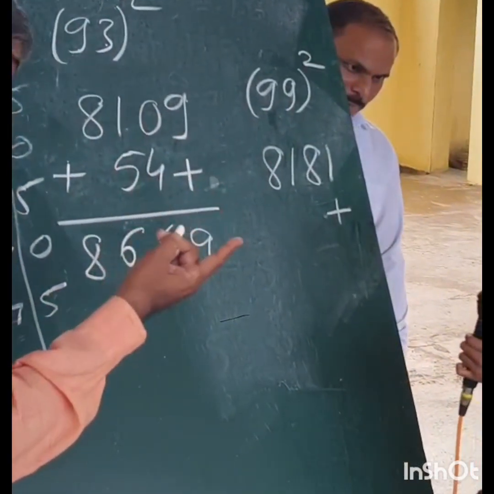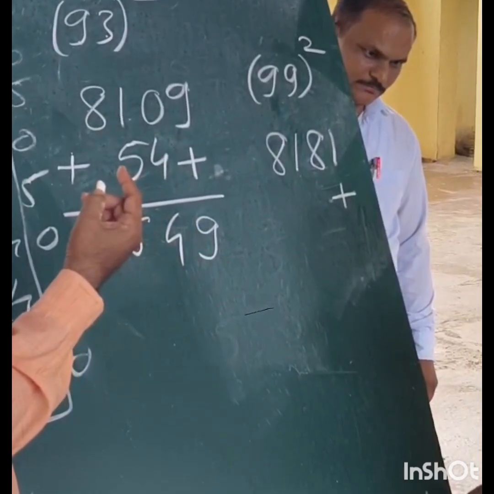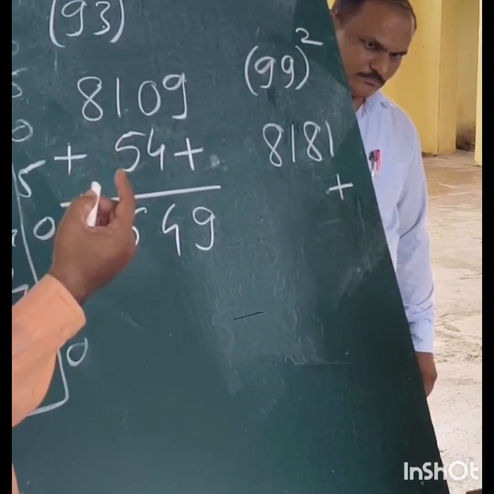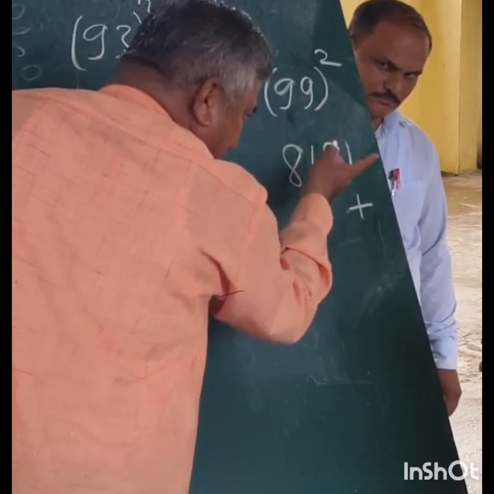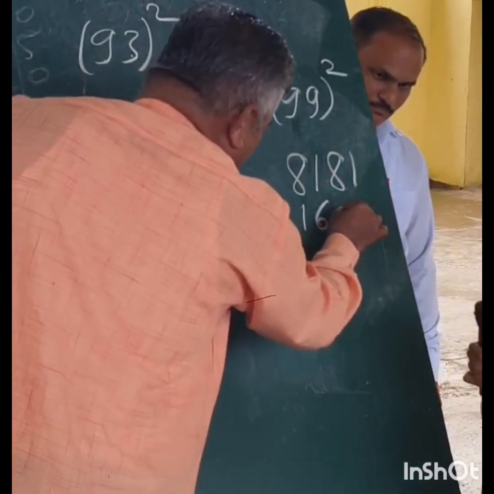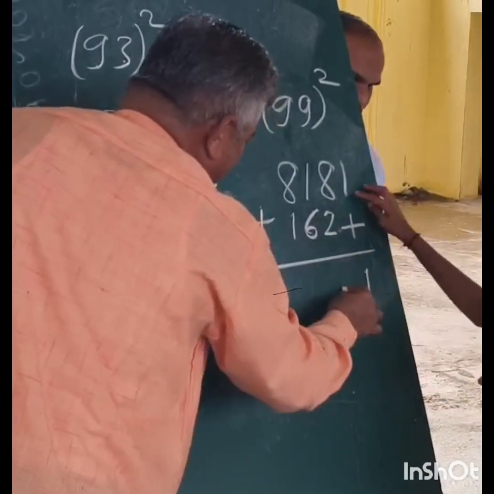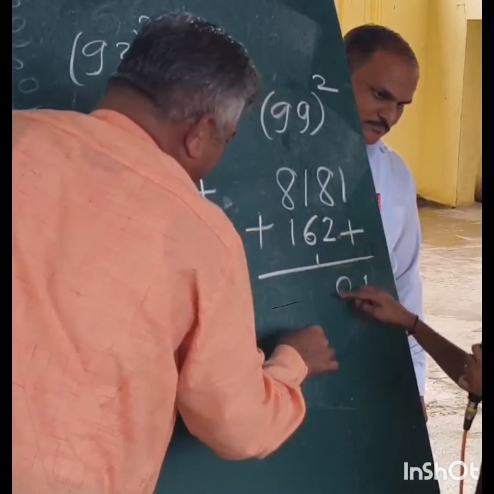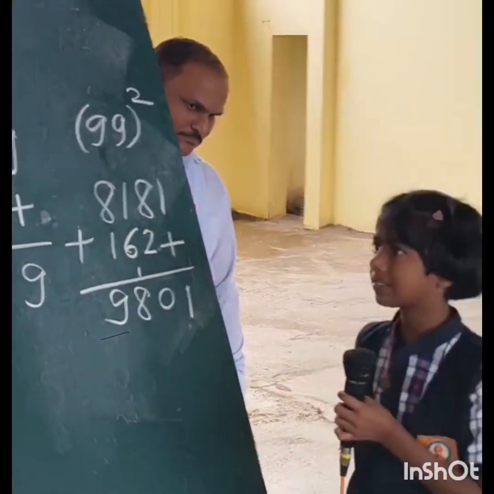9 9s are 81. Double it: 9 1s are 9, 9 8s are 72, double 81 is 162. 160, 162. Add this. 1, 10, 8, 0, 9. Wow, super.